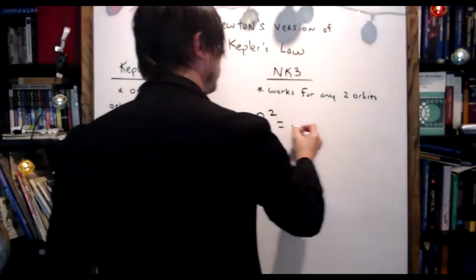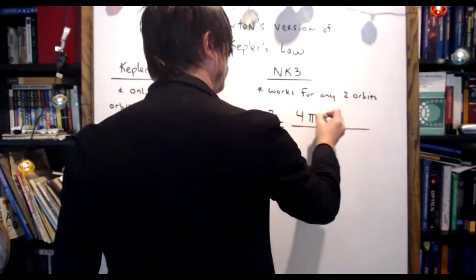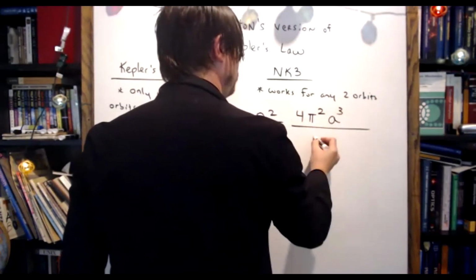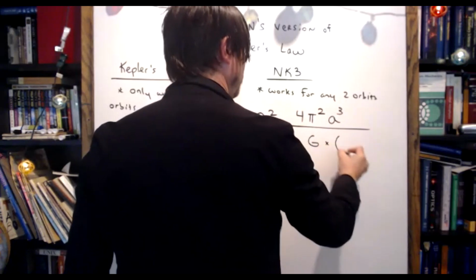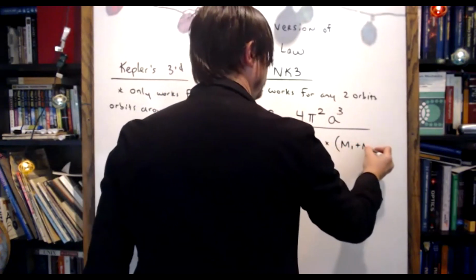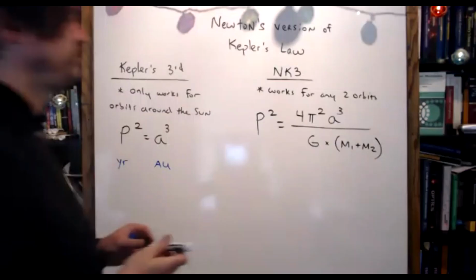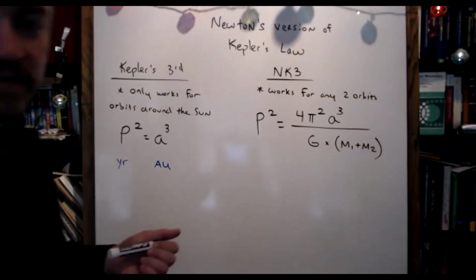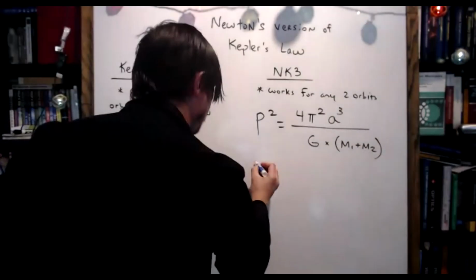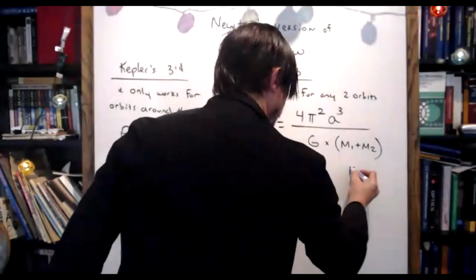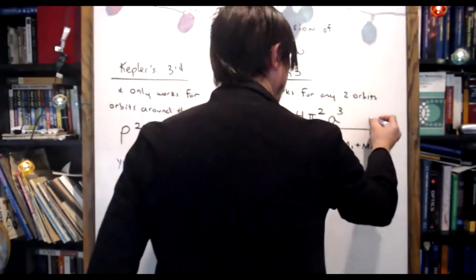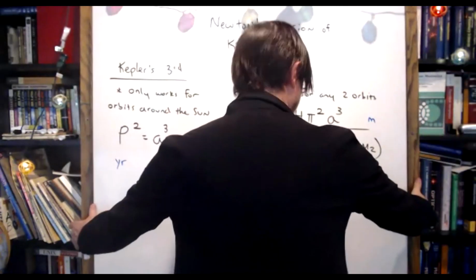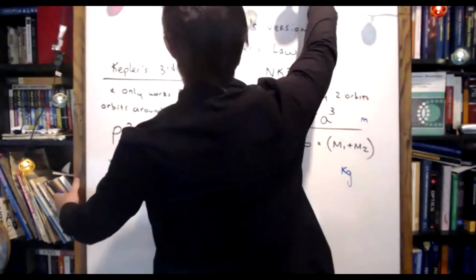Matt reminds us that the version is more intense: P squared equals 4 pi squared a cubed over G times the sum of the two masses. And here the units have changed. The period is measured in seconds, the mass is in kilograms, and the A must be measured in meters.